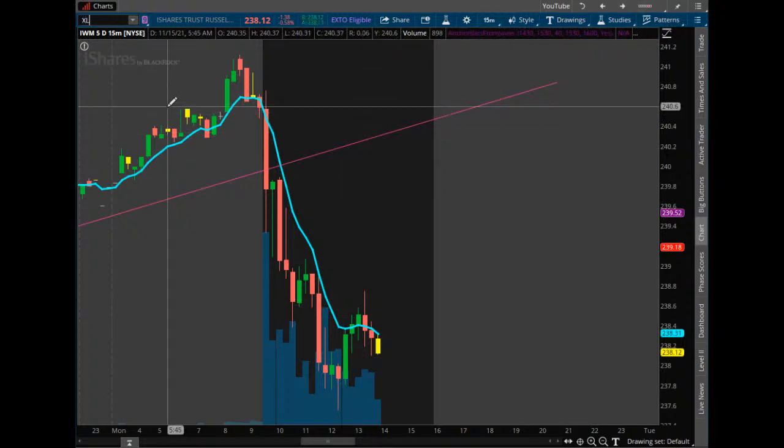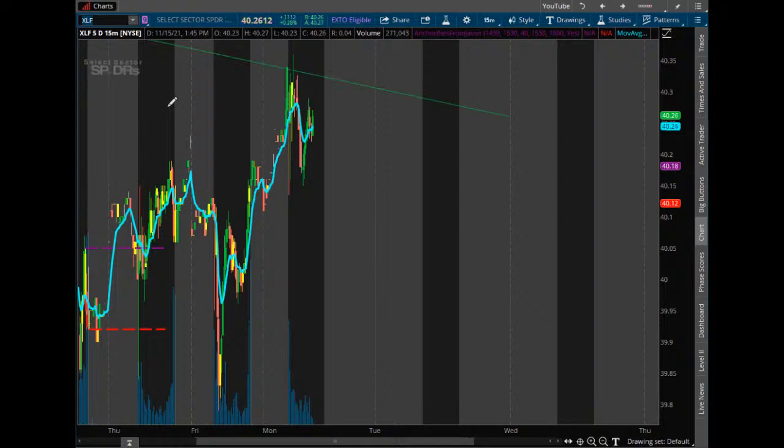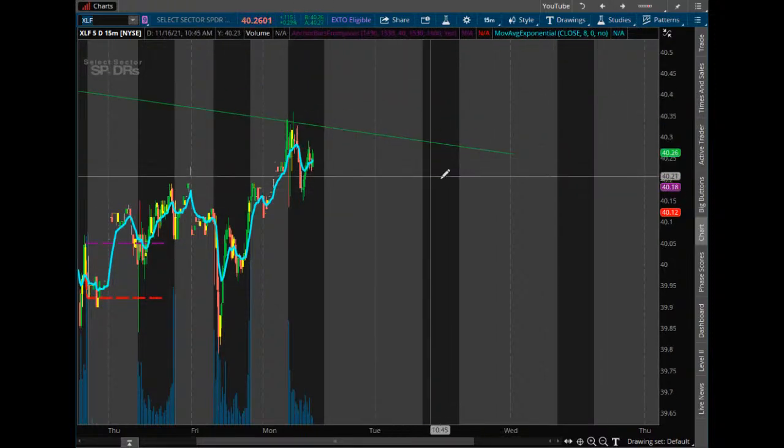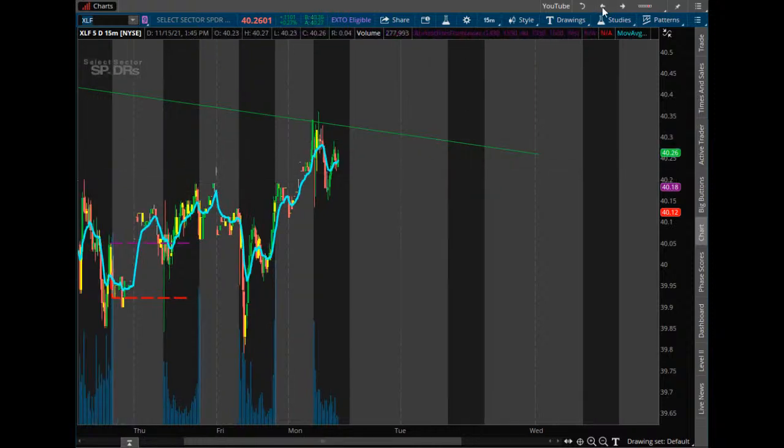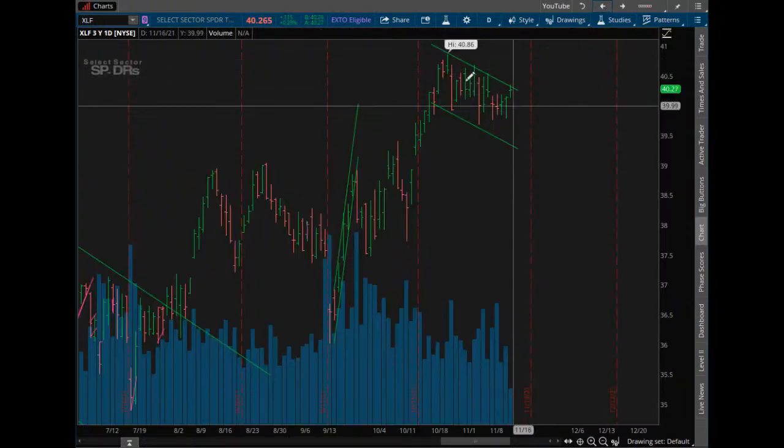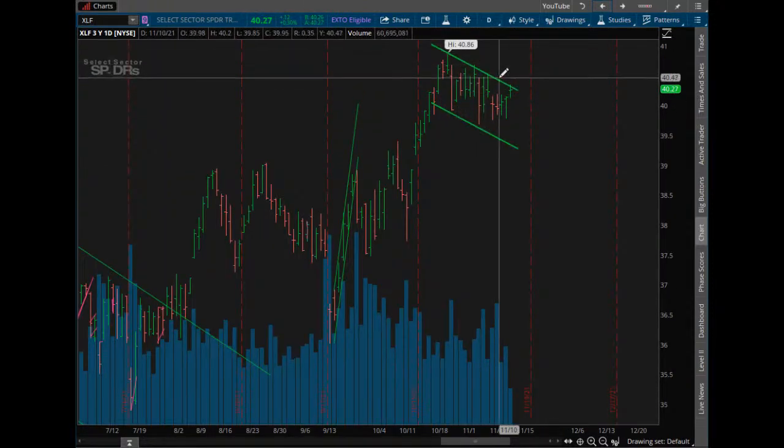Let's see with the XLF, right? So why do we look at the XLF? Because we want to see what the banks are up to, right? So as go the banks, so go the markets, at least that's how the phrase goes. So this is actually below what's potentially the top of a bull flag here. So we could be looking at a potential breakout on this one coming soon too. So definitely another one to look at as well.